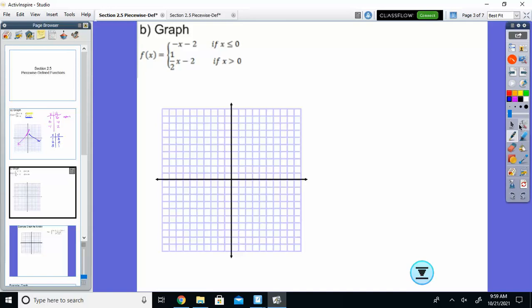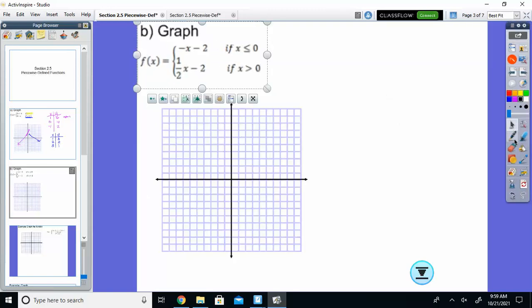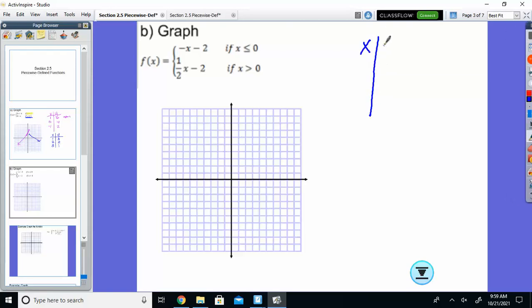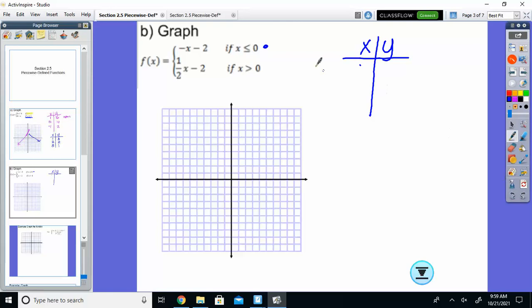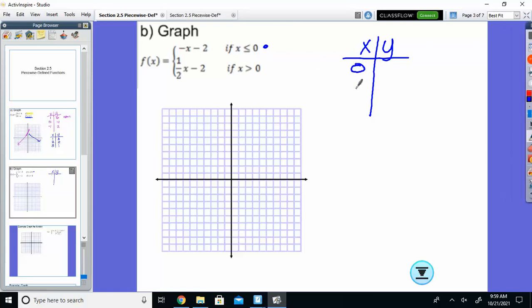Let's look at this one. So how many T-charts do we need? 2. Alright, what do I plug in first? 0. You have to use whatever number I gave you to start with, so we have to use 0.